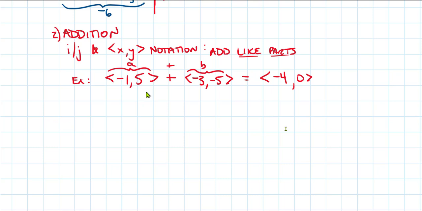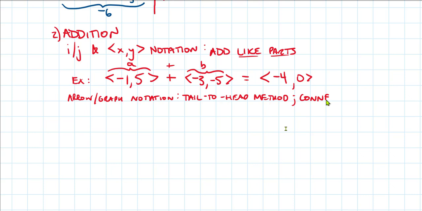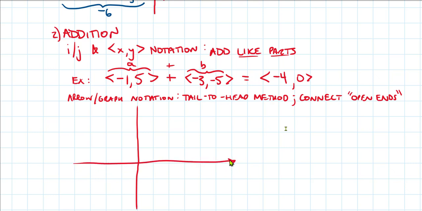In terms of the arrow graph notation, let's take a look at what this would look like. What we use is the tail to head method. Once we connect the tail to the head, I'll show you what this means in a moment, we connect the open or loose ends. So I'm going to draw a fairly large XY coordinate plane here. We might have to adjust this in a moment.